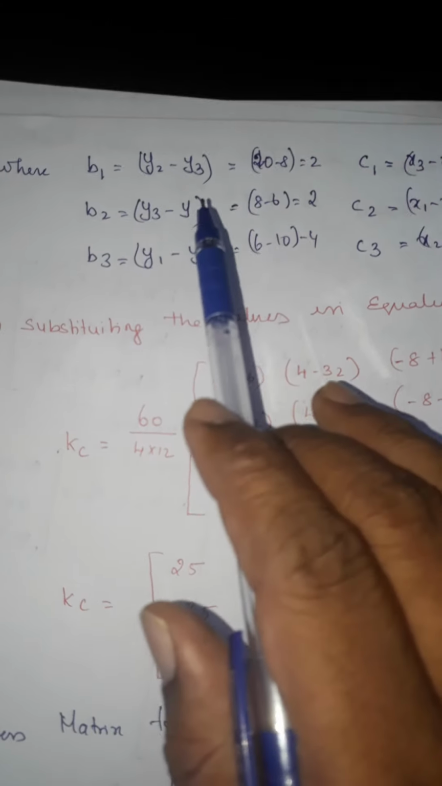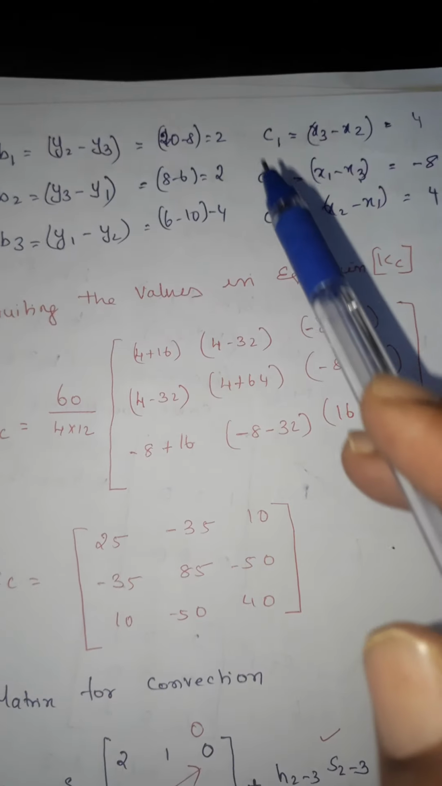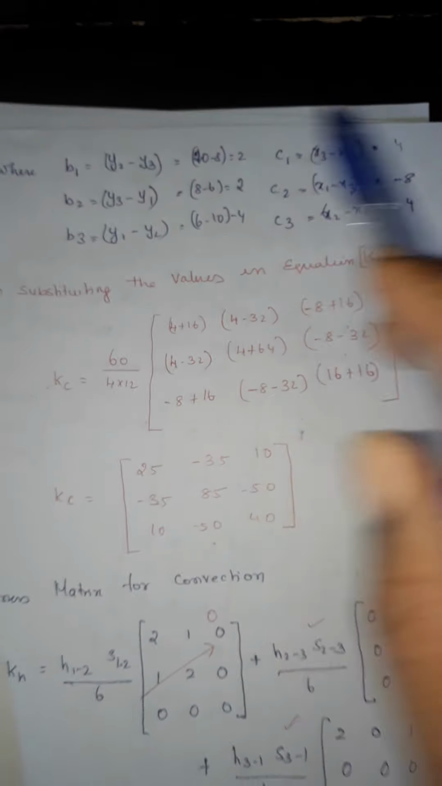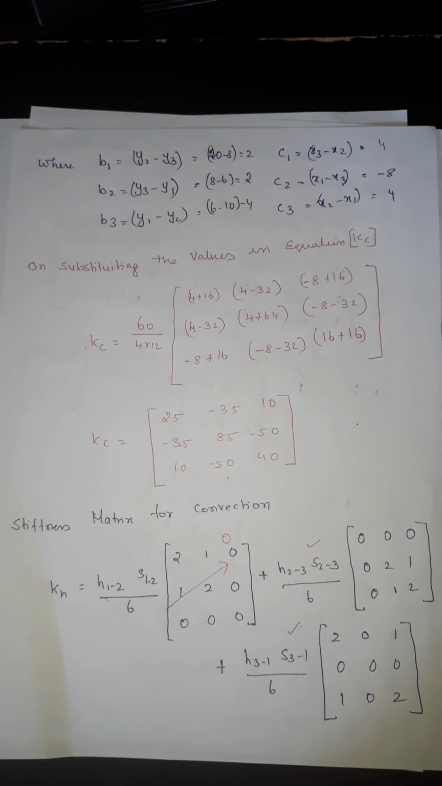This is like Q1, R1. Same thing: Y2 minus Y3, Y3 minus Y1, 1 minus 2. This is exactly the opposite of this. So B1, B2 remain, that is Q1, Q2, Q3, and C1, C2, R1, R2, R3. It is the same formula, but B and C are different because it's a conduction matrix.